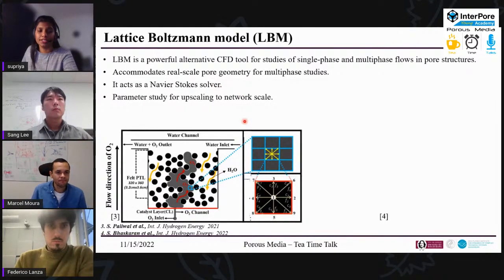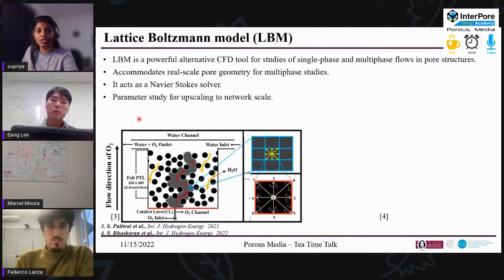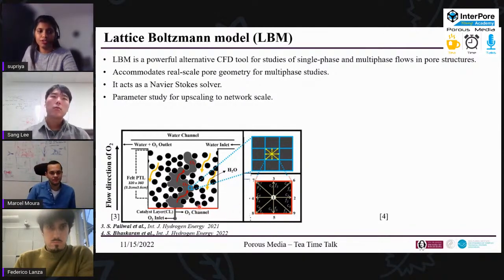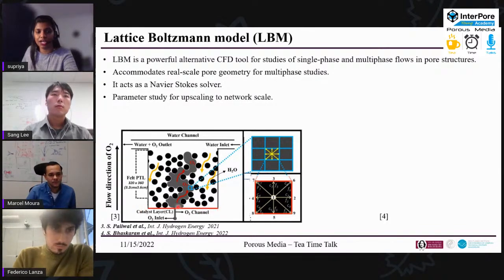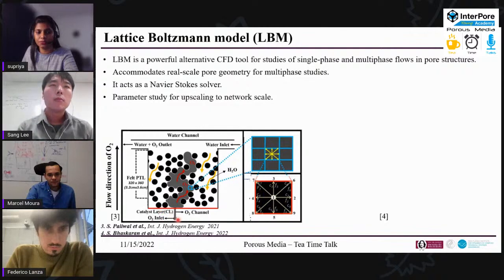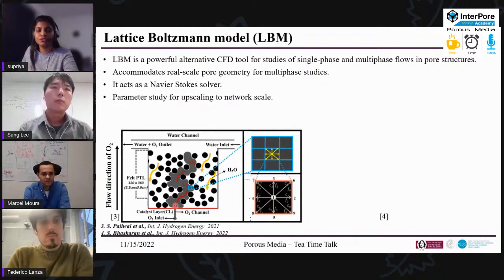So with an example, I show how the lattice Boltzmann model works. Here we took a 2D slice, a 2D representation of the porous transport layer. The black represents the solids and the white represents the pore space. Then we assume a small catalyst layer which has only one active site from which the oxygen is evolved. Once the oxygen starts to evolve, it moves across the porous structure based upon the capillary pressures.